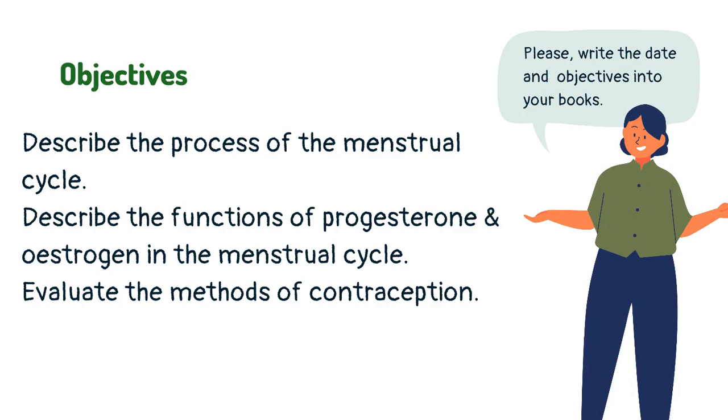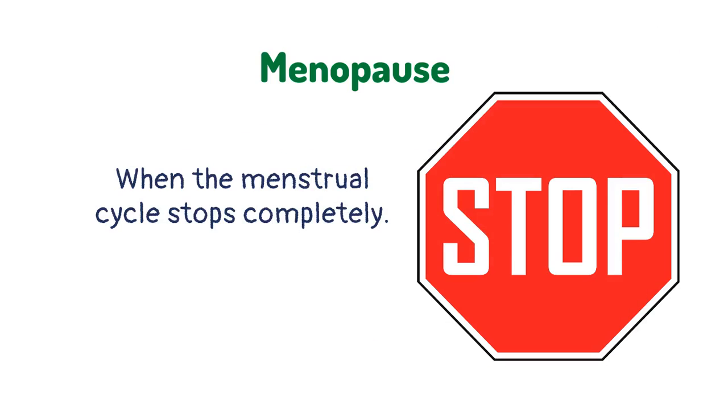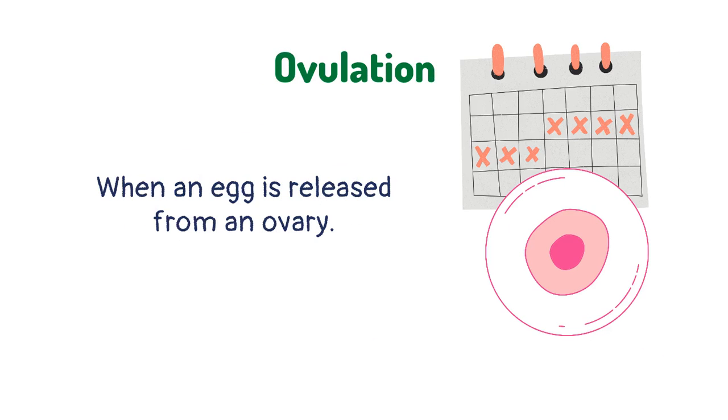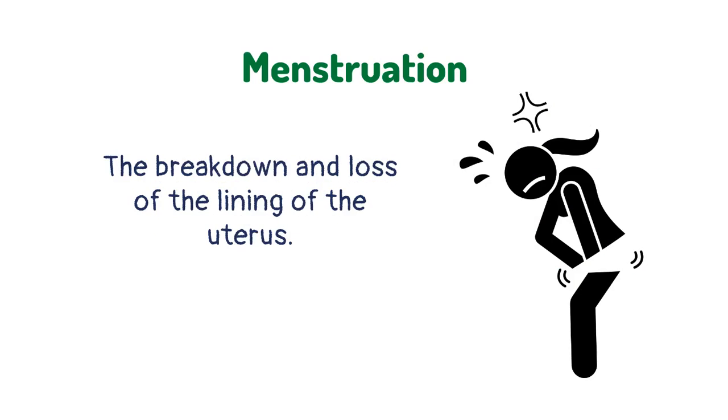Today you are going to learn about the menstrual cycle. The menopause is when the menstrual cycle stops completely. Ovulation is when an egg is released from an ovary. Menstruation is the breakdown and loss of the lining of the uterus.